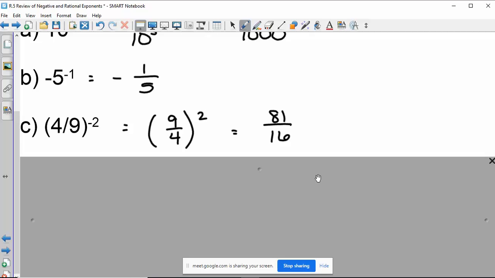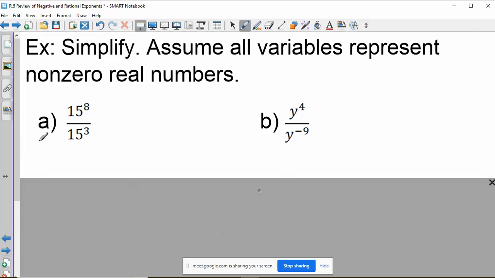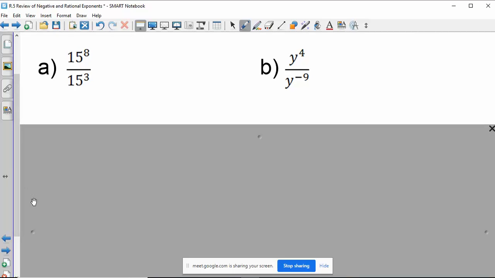Are you guys okay with simplifying these problems? Let's look at some, I'm going to start throwing some more complex ones in here. So if I said 15 to the 8th over 15 to the 3rd, you can most certainly take 15 to the 8th power if you wanted, pull out your calculator, but that's going to be a huge number. Instead, let's simplify this first.